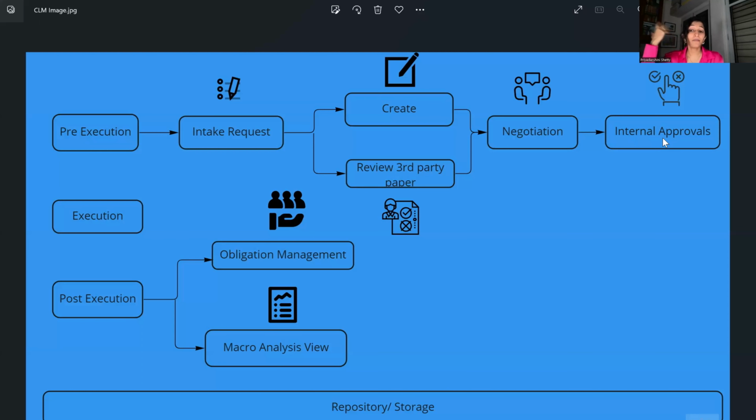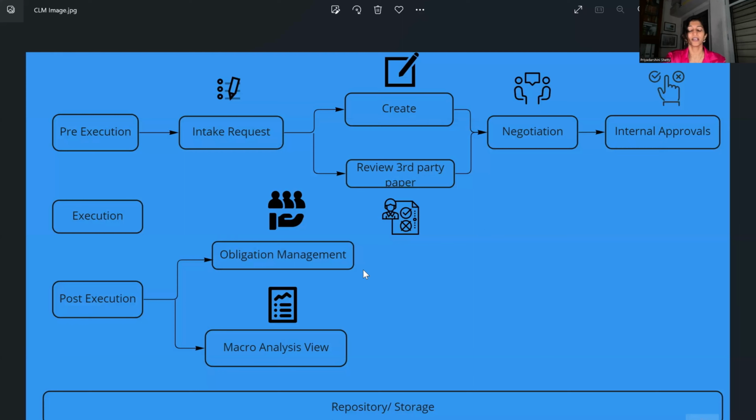For ABC types of agreements, I need the operations and business teams to sign off, and the designations of the people you need the sign-offs from. So you need to very clearly have that internal approval matrix already in place before you look at any software that can help you with the internal approval process.